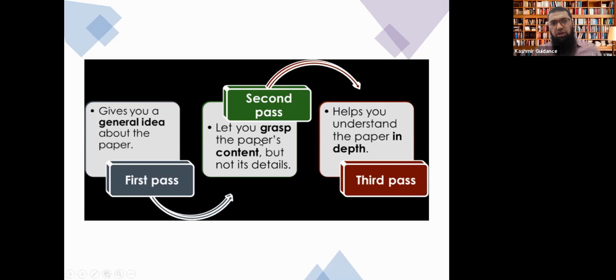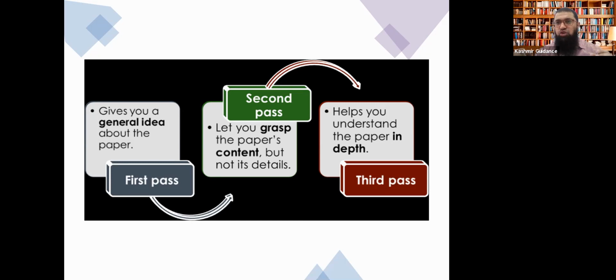In the second pass, you have to grasp the paper's content. Now you need to take a highlighter and just highlight the main contents. But in the second pass, you need not go into details. Just highlight the main contents of the paper. And then you will follow what we call the third pass. In the third pass, it helps you understand the paper in depth. So it's not that you will take the paper, read it and grasp everything. No, actually it should have three passes. The first pass, get a generalized idea from the paper. A generalized idea, normally we will get when you read the abstract.